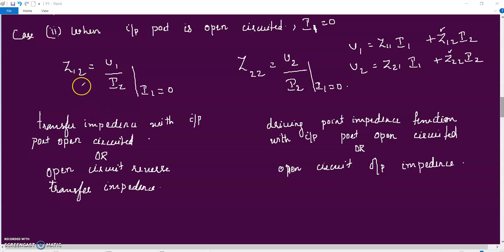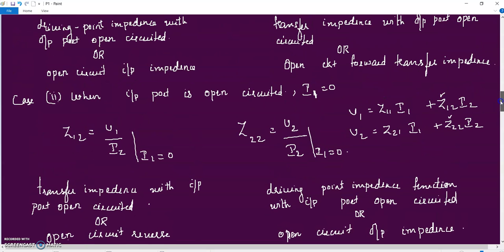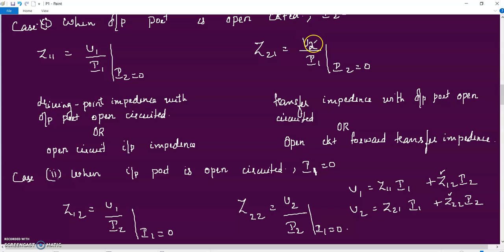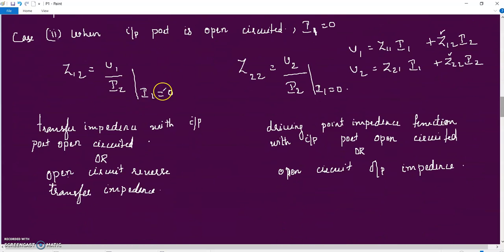Here Z12 is known as the transfer impedance with input port open circuited. It is V1 by I2, and it is also called open circuit reverse transfer impedance. It is a transfer impedance, but it is reverse, V1 by I2. Earlier, Z21 was V2 by I1, therefore it was forward transfer impedance. Here we have Z12 equal to V1 by I2.